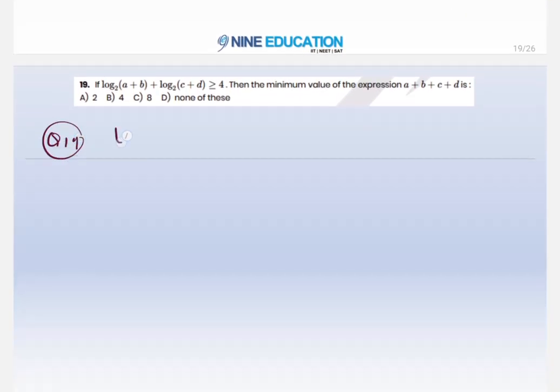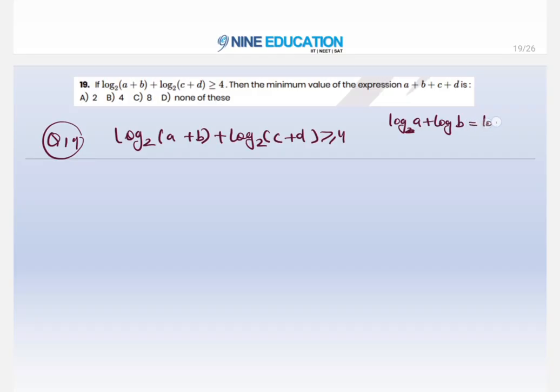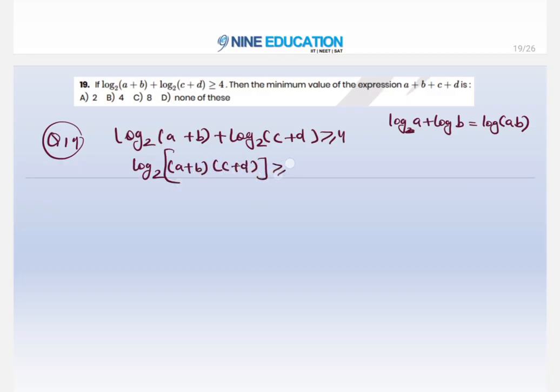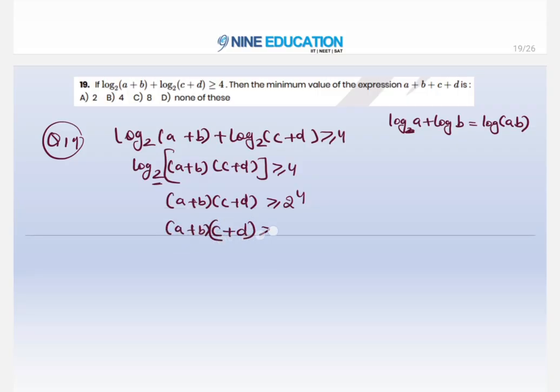Question number 19. Log of 2 times a plus b plus log of 2 times c plus d is greater than or equal to 4. Now we have one property of logarithm: log of a plus log of b with the same base can be written as log of ab. So we can write it as log of 2 times a plus b multiplied by c plus d, greater than or equal to 4. Since the base is greater than 1, the inequality remains the same: 2 power 4, so a plus b multiplied by c plus d should be greater than or equal to 2 power 16. That's one inequality we got.